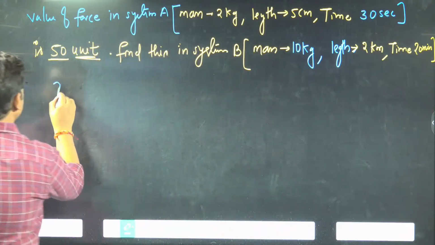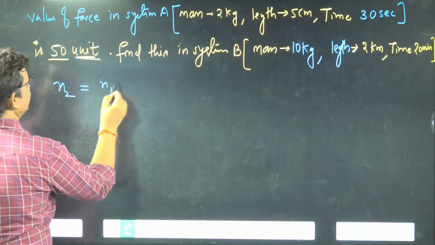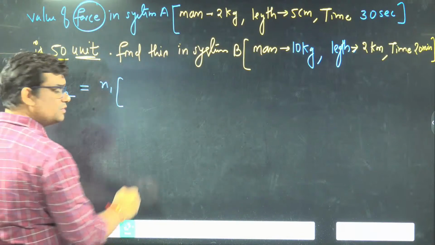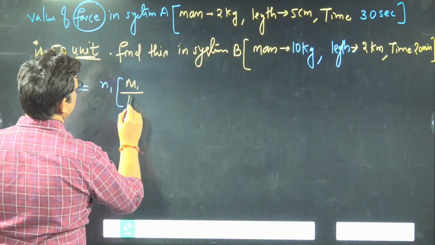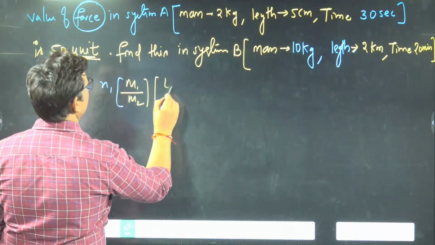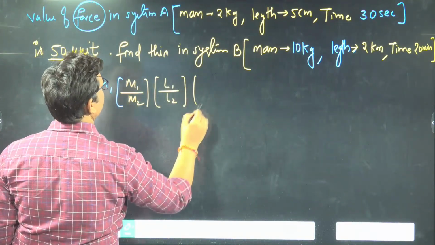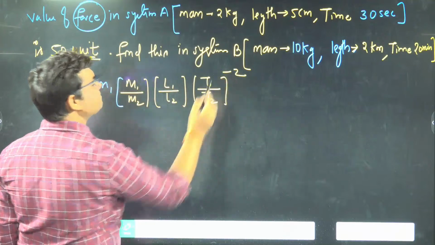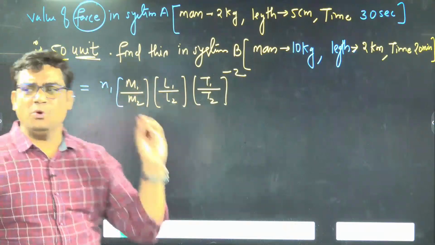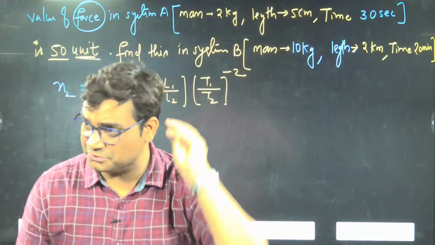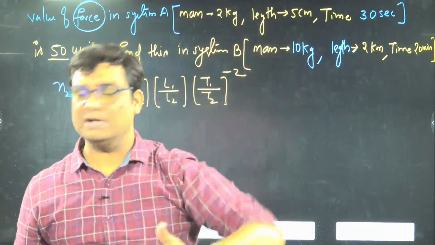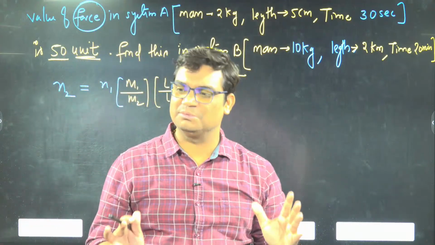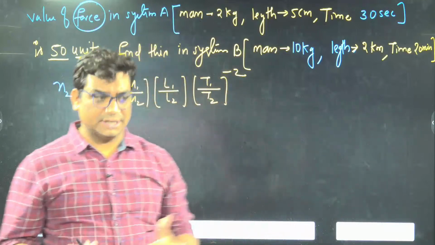Now we will write here n2 equal to n1. We are talking about force, so we'll write the dimension of force here. M1 by M2, then L1 by L2, then T1 by T2. You just need to write the dimension for that particular quantity. It can be force, energy, anything. Out of the 94 listed in NCERT, any quantity they can ask. However, whatever they ask will be a well-known quantity like force and energy.